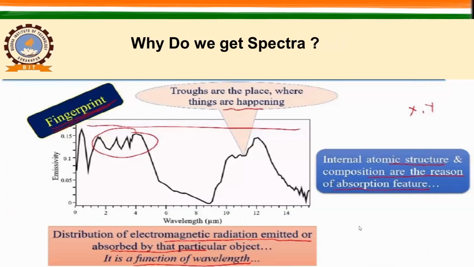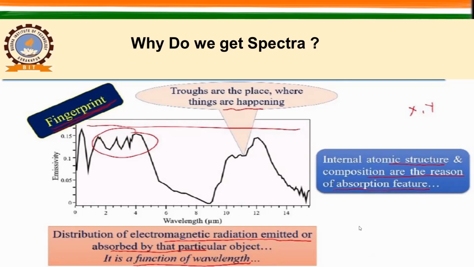First of all, if you are illuminating a surface, then definitely it will eat some energy, that means it will absorb some energy. यहाँ तक बात समझ आ रही है? It will reflect, it will transmit, and then some energy will be re-emitted to our atmosphere, right? And in remote sensing, we are capturing this information. So let us understand why these features are coming. Internal atomic structure and composition are the reason of the absorption feature, right?